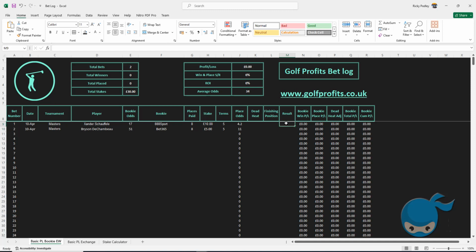So just to show you how that works, we'll assume Xander Schauffele totally blew it, finished outside the places. So it was a losing bet, so then the sheet updates, shows you that we had a £10 each way bet on Xander. The win part of that bet lost, so he lost £10. The place part of that bet also lost. There's no dead heat adjustments, obviously, because the bet was a loser anyway, so that's never going to happen. So the losing stays at £10 on the place part. So the total loss for that bet is £20, and as it's the first result we've logged, the cumulative loss is also £20.